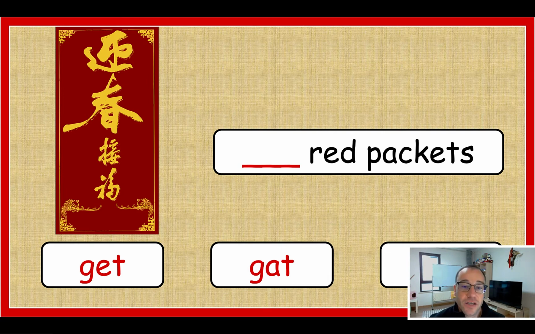Obviously, everyone who's sitting down not playing should be quiet. If they're not, you can remove points from their team. It can get exciting. It's fine. This is a special lesson for the Chinese New Year, so they might get a little excited. It's okay.